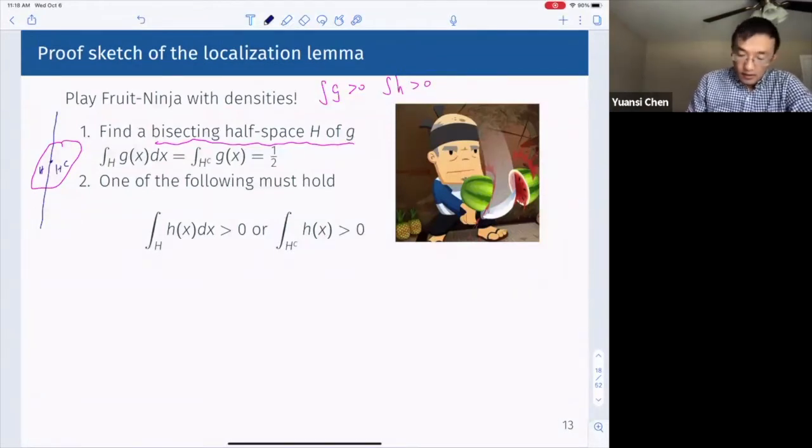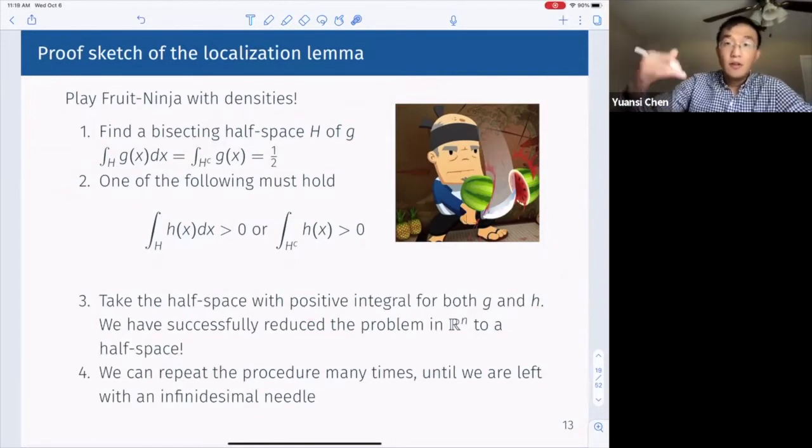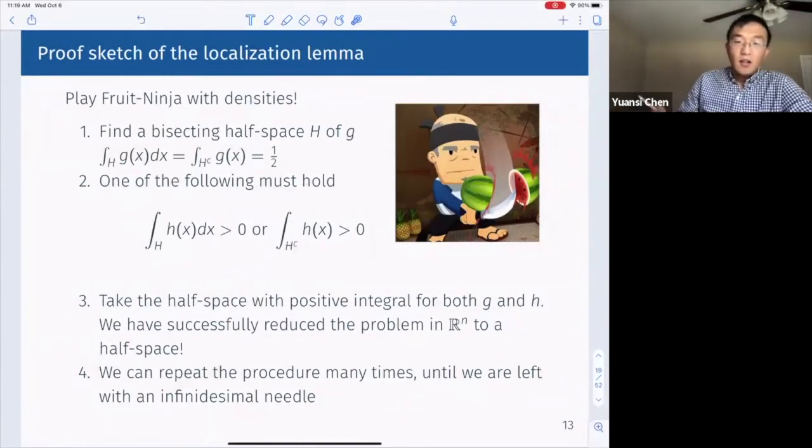Okay. For these half spaces, H and H complement, one of them must be such that the integral of h over it is positive. So now we have found a half space H where both integrals of g and h are positive. We start with g and h, both positive, then we have a half space where they are both positive, and we can do it again and again, to reduce the space smaller and smaller. Each time we get a half space of R to the n. Okay, we can do it many times.